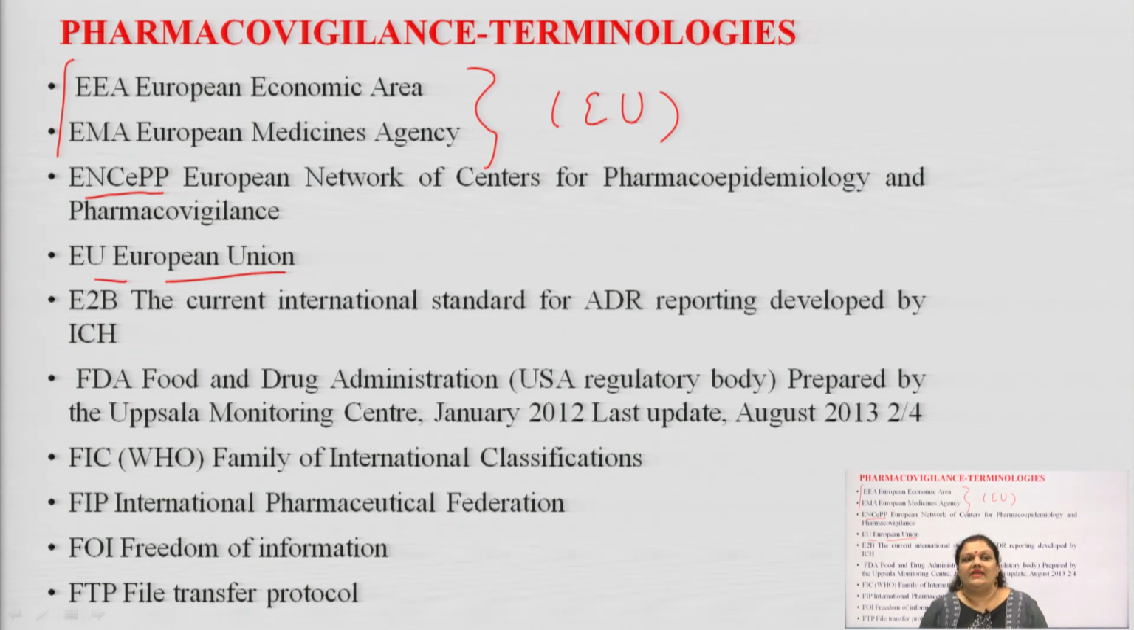Again E2B. So, when we are talking about E2B, students, we have E1, E2, then E2A, E2B, E2C, then E3. So, these are the efficacy guidelines. Here E stands for the efficacy related parameters of any class of drug. So, for E2B, exactly about this you go to the ICH guidelines, which is nothing but the International Conference on Harmonization, you will find these guidelines. So, it is the current international standard for ADR reporting, which is developed by the ICH.